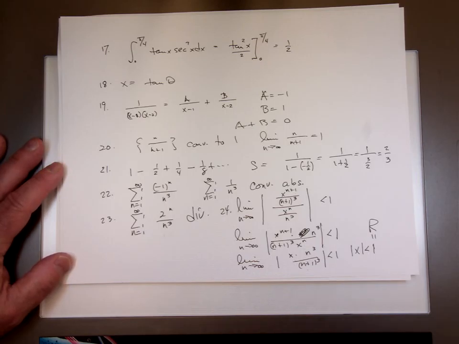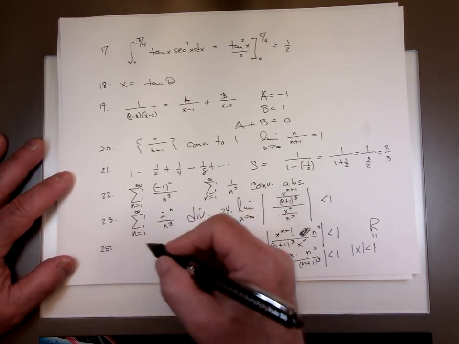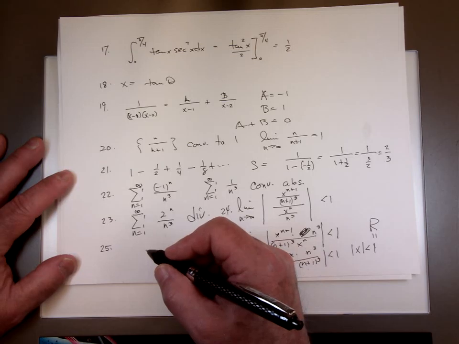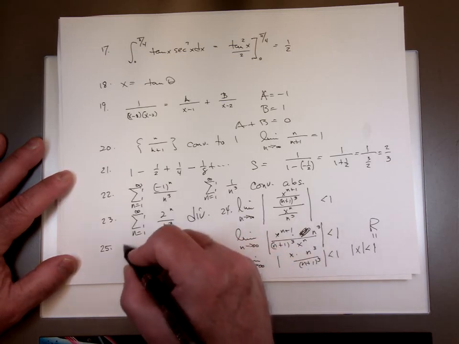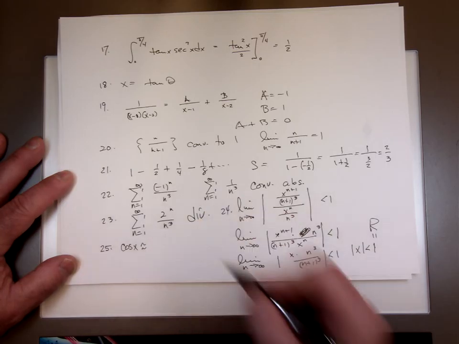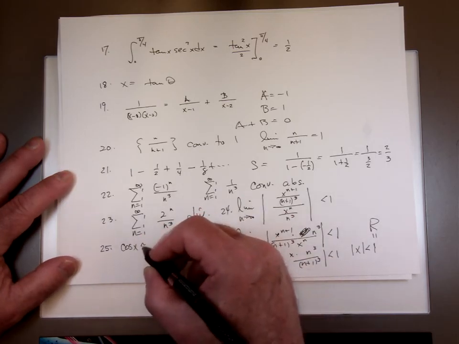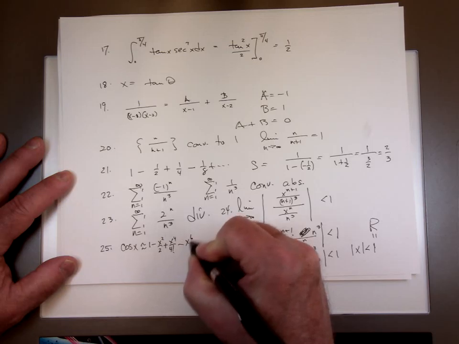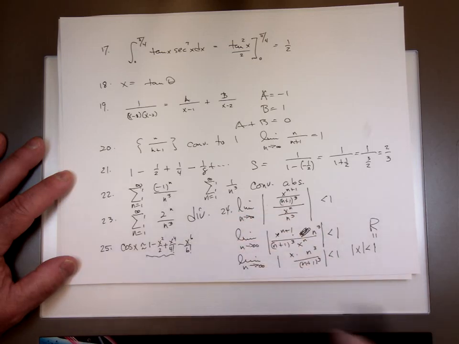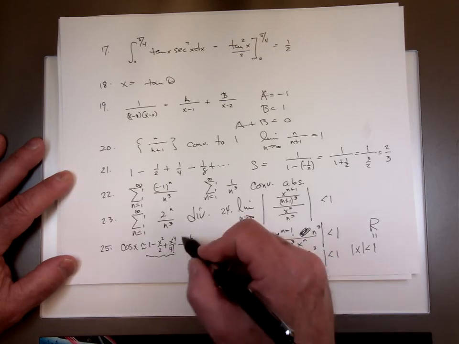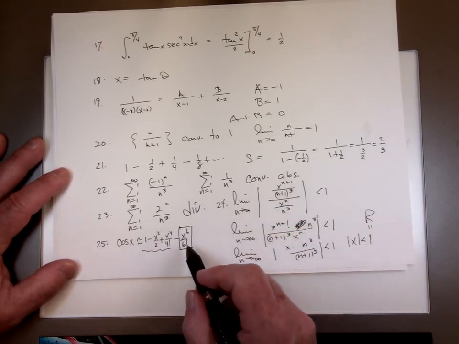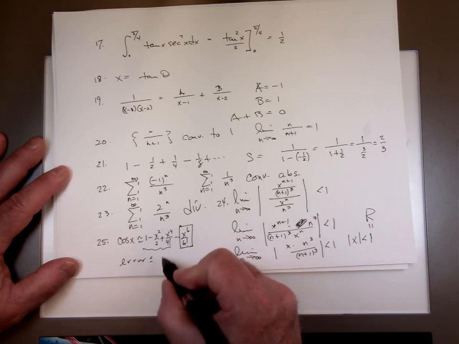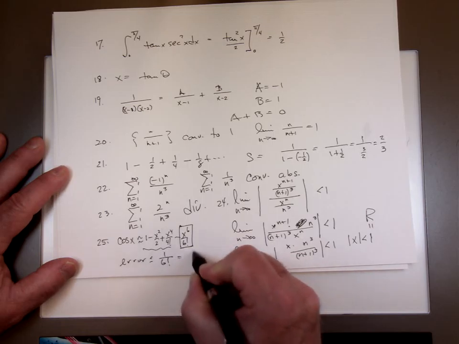And 25. The error when using the first three non-zero terms to estimate cosine of 1 is the fourth term. Cosine is an even function, so it's 1 minus x squared over 2, plus x to the fourth over 4 factorial, minus x to the sixth over 6 factorial. You're using the first three terms to estimate cosine of 1. Your error is the next term. So when x is equal to 1, your error is less than or equal to 1 over 6 factorial, and that's 1 over 720.